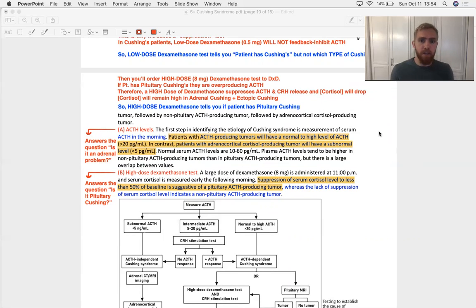Now, if ACTH stays up in the blood after the high dose test, and cortisol likewise stays up in the blood after the high dose test, you know that the patient does not have pituitary Cushings, because a high dose of dexamethasone ought to be able to overcome the high amount of ACTH being secreted by a pituitary oma and thus suppress hypercortisolism in a patient with pituitary Cushings.